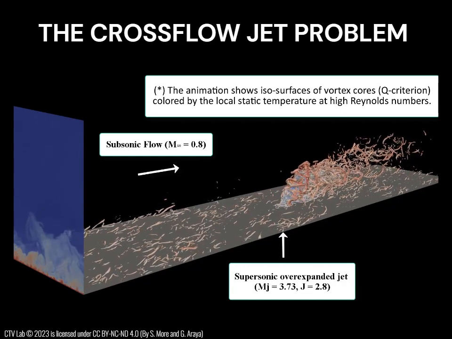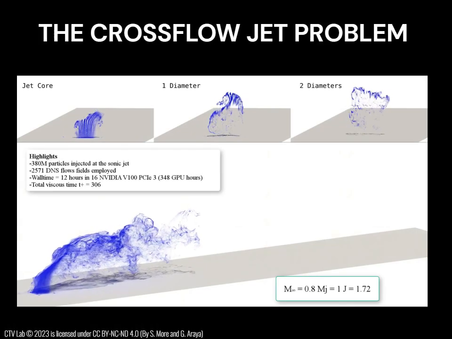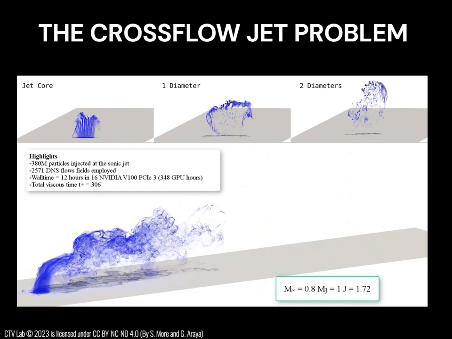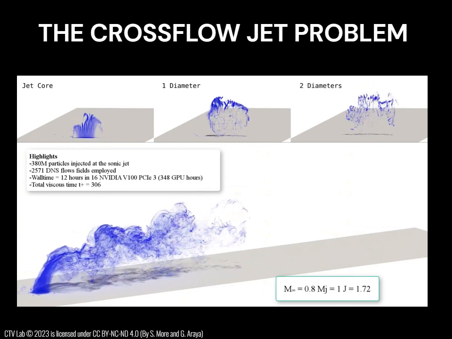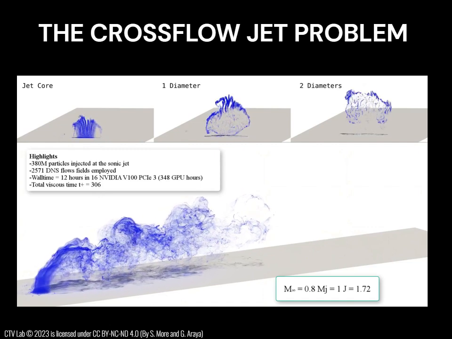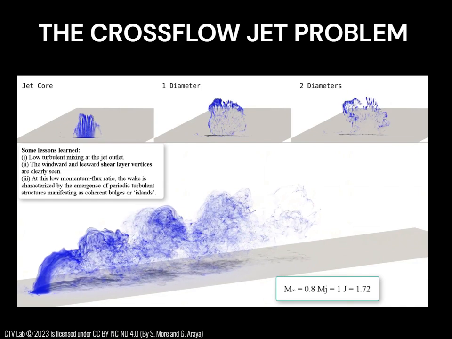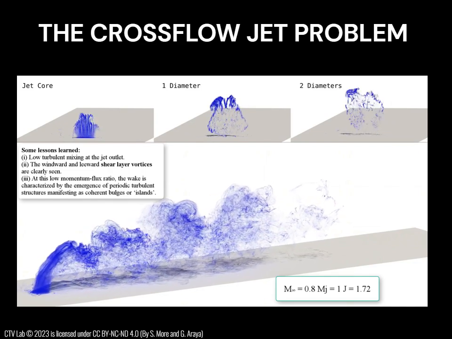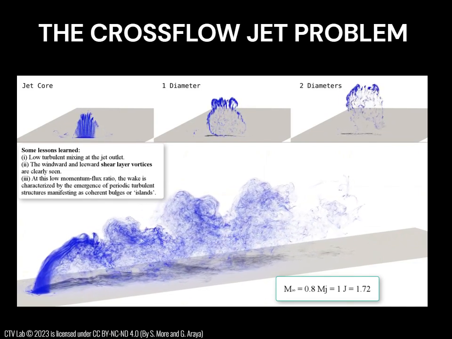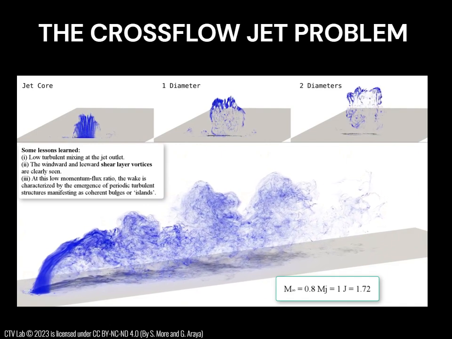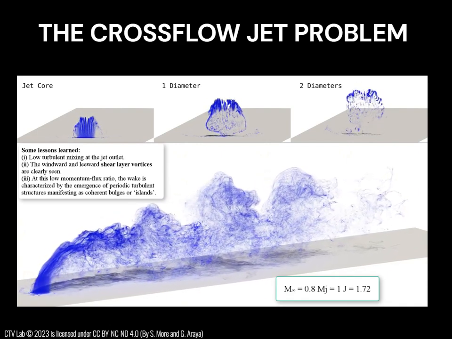airflow and mixing. Our team developed a GPU-accelerated program to track particles more efficiently. In a large-scale test, we simulated 20 billion particles in a high-resolution airflow model using 4 GPUs. In this visualization, 380 million particles injected into the sonic jet show how a high-speed jet interacts with a crossflow.